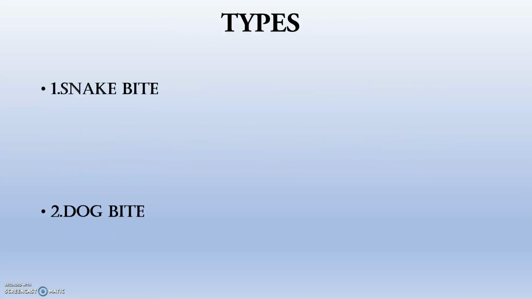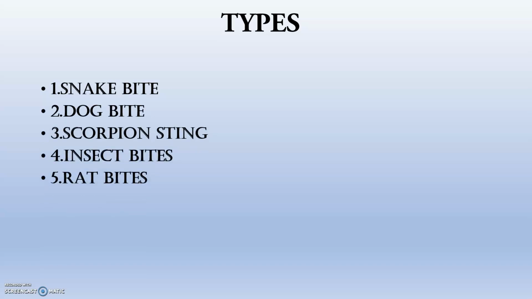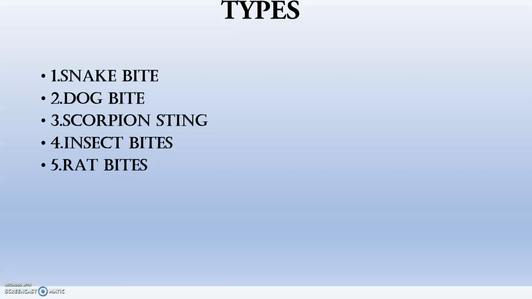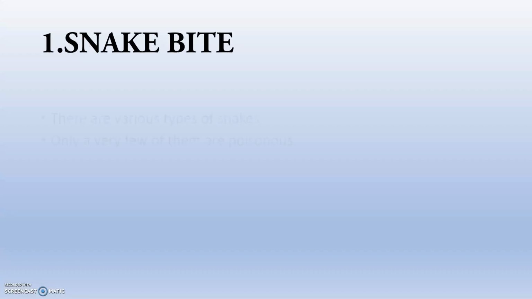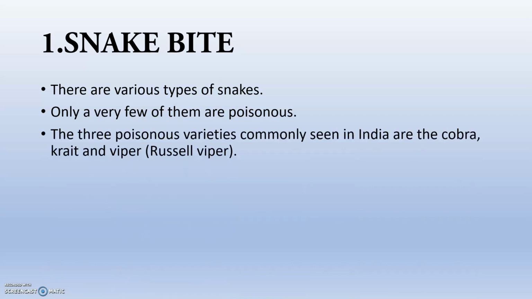So the main types are snake bite, dog bite, scorpion sting, insect bite, and rat bite. So we'll be dealing with these five things. The first one is the snake bite. There are various types of snakes, that is poisonous, non-poisonous, etc. And only a very few of them are poisonous. The three poisonous varieties commonly seen in India are the cobra, krait, and Russell's viper.